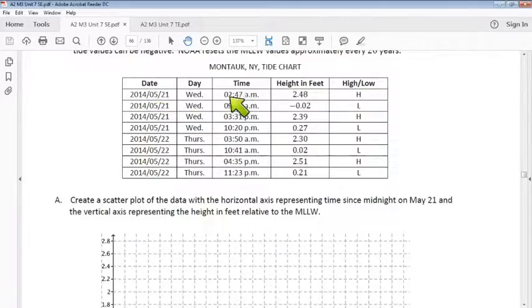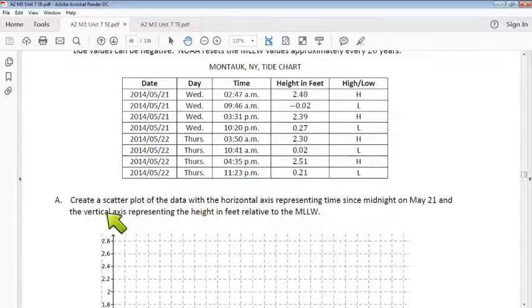So that means the beginning of May 21st. When does a day start? 12 a.m., midnight. If you are doing military time, that's 0000, right? Okay, but they give us the first data at 0247. So we'll work on graphing that in a second.